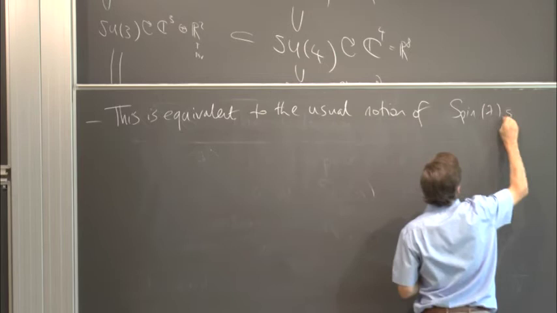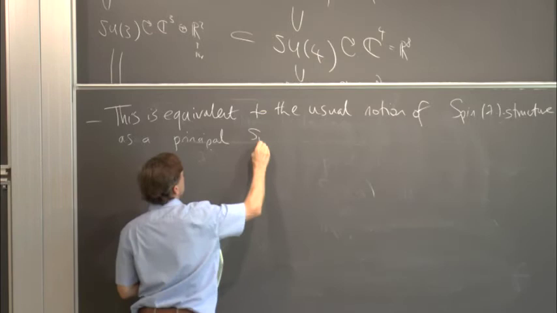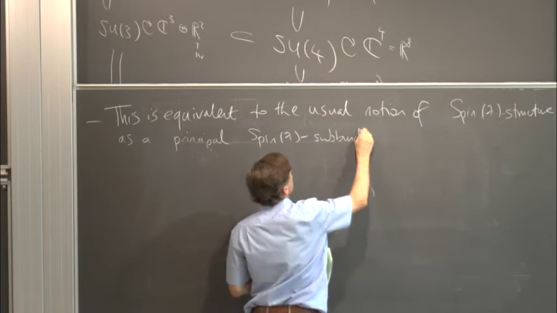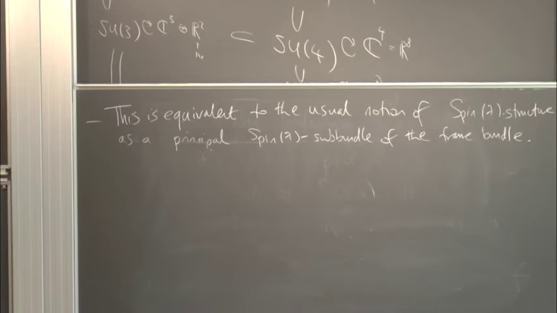As a principal spin 7 subbundle of the frame bundle. So equivalent in the sense that this is a one-to-one correspondence between spin 7 structures in that sense and spin 7 structures in this sense. Also, you kind of don't need to include G in this because the metric G depends only on big omega. So if you've got omega, you can reconstruct G, though not in a terribly obvious way. But it's just convenient to have the pair there just for notational reasons, really.